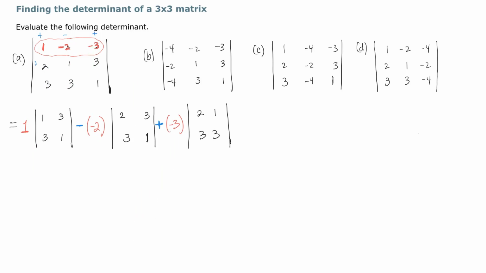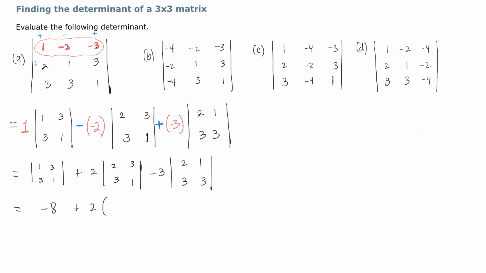Now it's not too bad. It's not too hard to expand from here. If you want to clean this up a little bit, you certainly can. You might want to write 1, 3, 3, 1, plus a 2 here, 2, 1, 3, 3. Subtract a 3 times what? A 2, 3, 1, 3. And of course, evaluate this. 1 minus 9 is -8, plus 2 times 2 minus 9. 2 minus 9 is what? -7. And then minus 3, 6 minus 3. 6 minus 3 is 3.